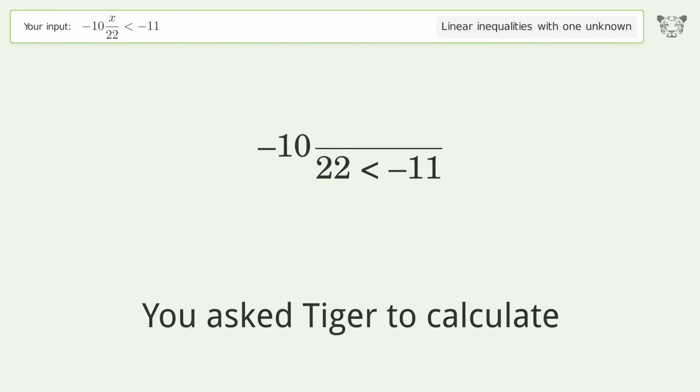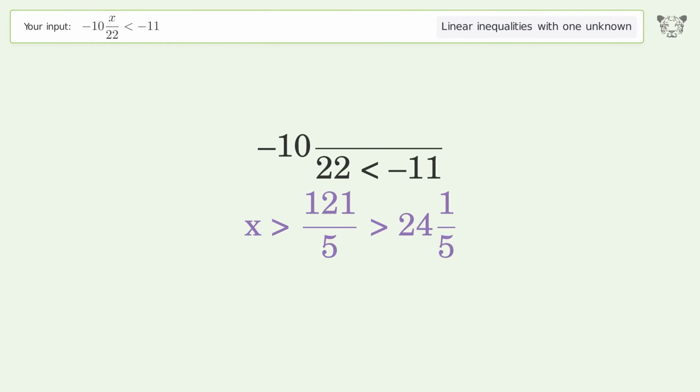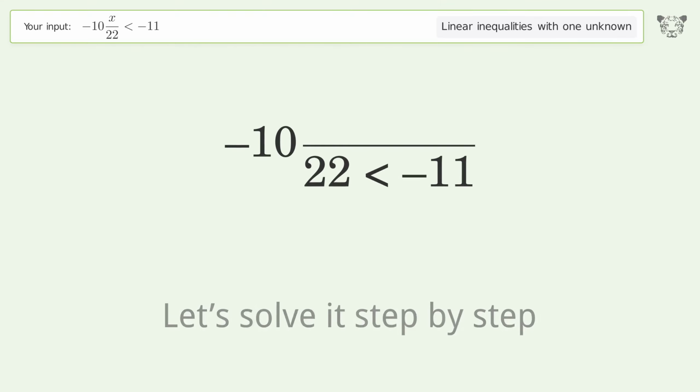You ask Tiger to calculate. This deals with linear inequalities with one unknown. The final result is x greater than 121 over 5 greater than 241 over 5. Let's solve it step by step.